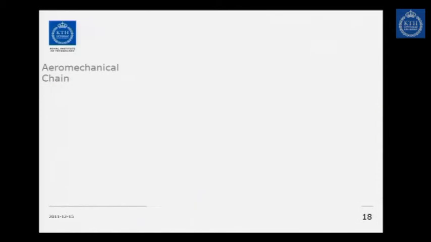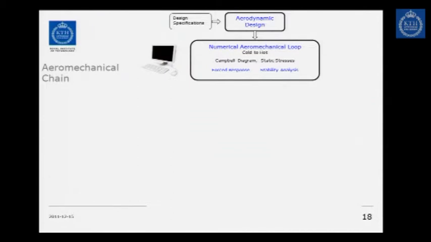So how is the aerodynamic aeromechanical design chain after all this background? Well, we can think that first we have the design specifications, where we have one aerodynamic design, which is optimized with very high performance. Then we aim to go into the aeromechanical loop, or numerical loop, where we only have our computer and we try to do all this analysis, both for force response and stability analysis.